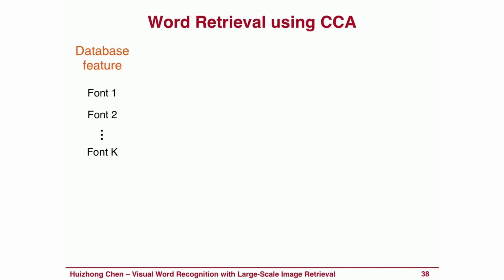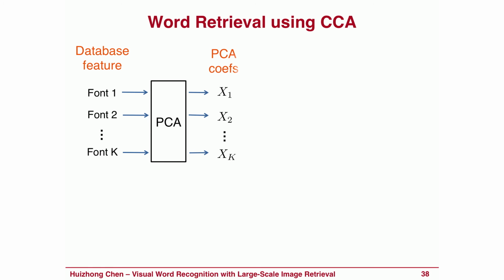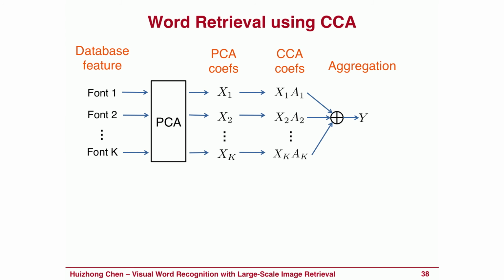This slide shows the procedure for word retrieval using a CCA-based feature aggregation. Assuming there are K fonts in the current cluster, we compute their database features and perform PCA for dimensionality reduction. These PCA coefficients are further transformed using the pre-trained CCA transformation matrices A1, A2, up to AK. The CCA coefficients are averaged to form the aggregated representation for this font cluster.